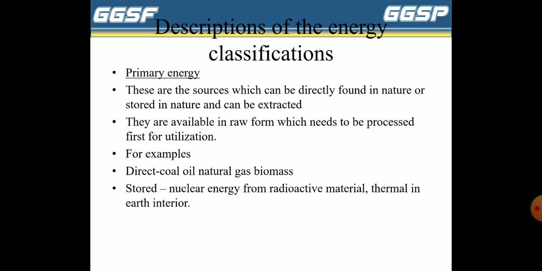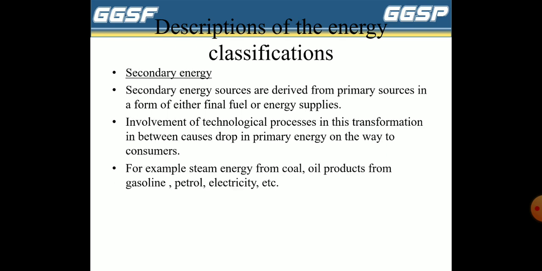The primary energy, these are the sources which can be directly found in nature or stored in nature and can be extracted. They are available in raw form which needs to be processed for utilization. For example, direct coal and oil, natural gas, biomass, etc. They are stored nuclear energy from radioactive material, thermal in earth interior.